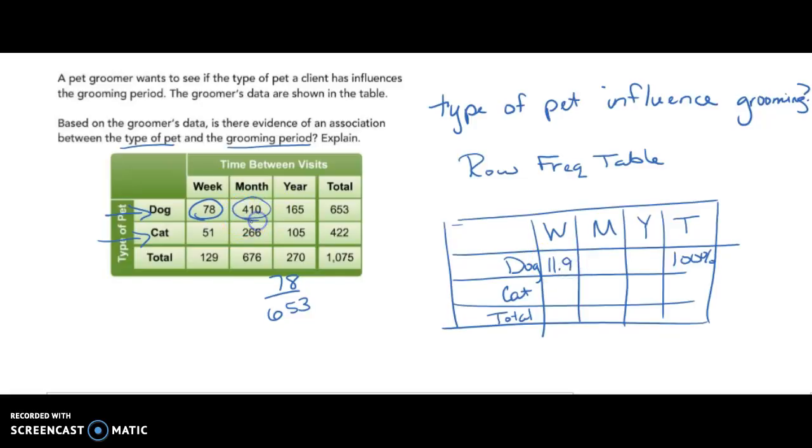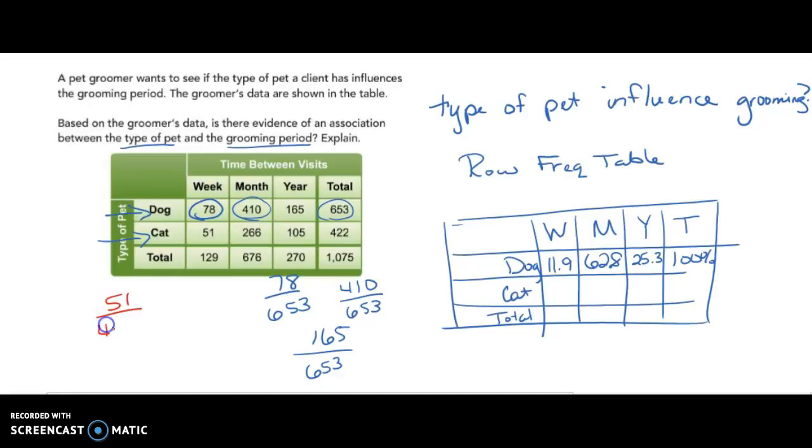Then I'm going to do 410 divided by 653 times 100. And I'm going to get 62.8. Then I'm going to do 165 divided by 653. And I'm going to find that that's 25.3%. I'm going to do the same thing with the cats.